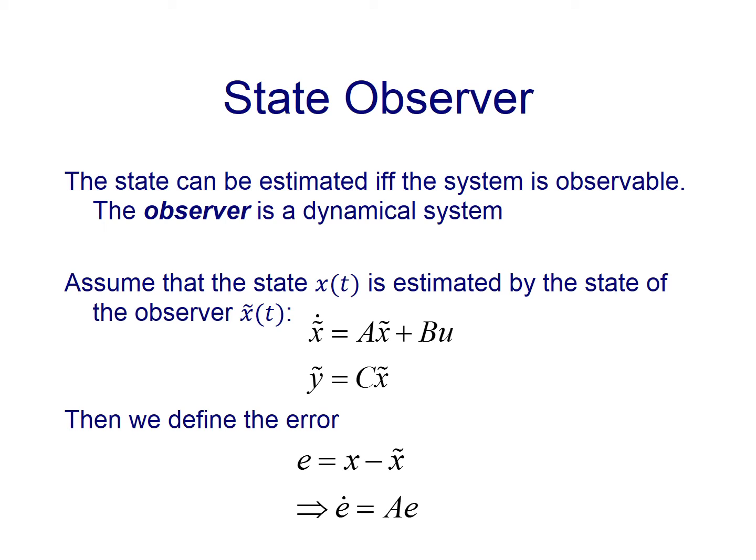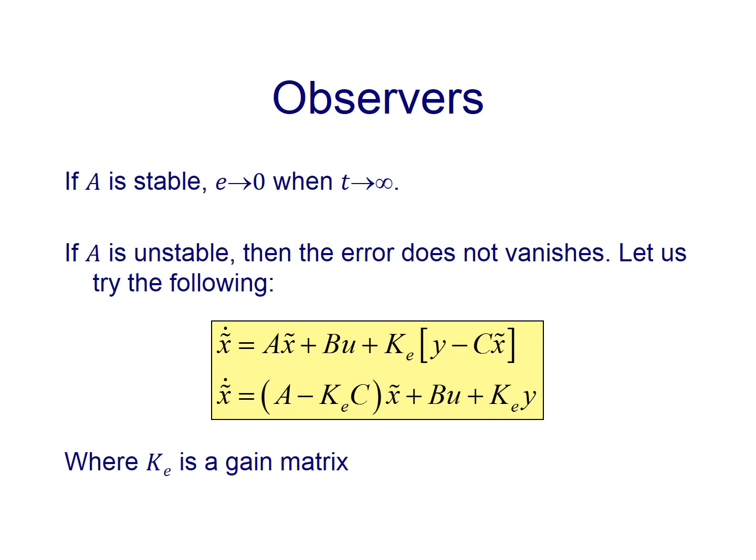So if we define the error with respect to the original system, x minus x tilde, which is the observed system, then we find the difference between the original x dot equals Ax plus Bu and this x tilde dot equals A x tilde plus Bu, and you're going to find that we have the system for the error: e dot equals A times e. The problem here is that, depending on the eigenvalues of A, we're going to have different behavior for the error. What do we need for the error? We need the error to go to zero as fast as possible and with no oscillations and all that. So if A is stable, then the error tends to zero when t tends to infinity. But if A is unstable, then the error does not vanish.